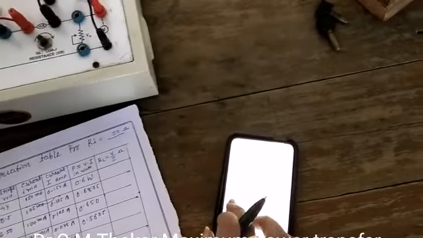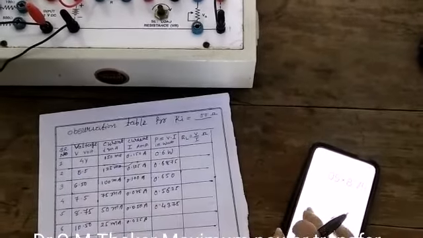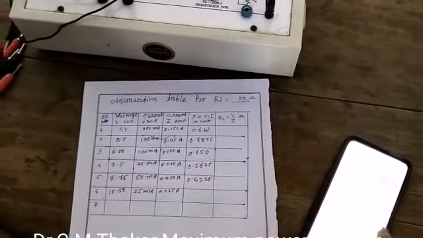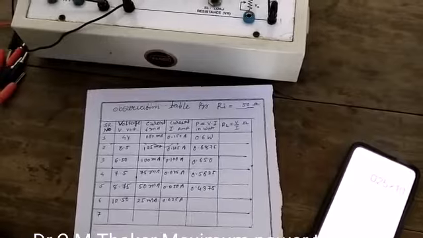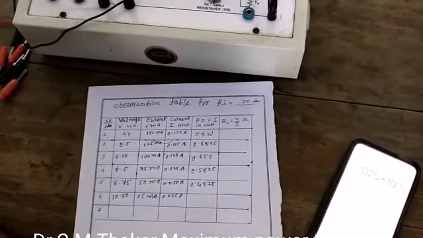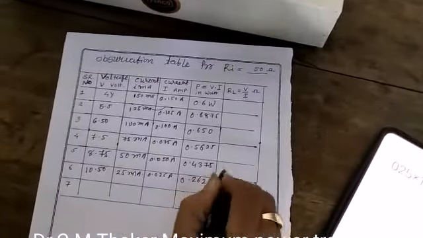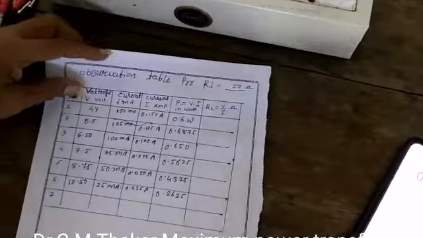And 0.05 multiplied by 8.75 is 0.4375, and the last reading, that is 0.025 multiplied by 10.5, will be 0.2625. In the same way, we will get the divisions, right?